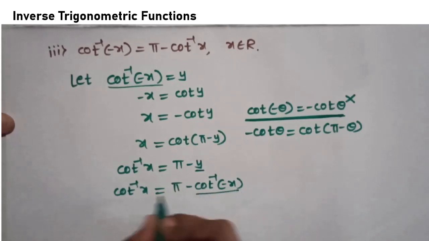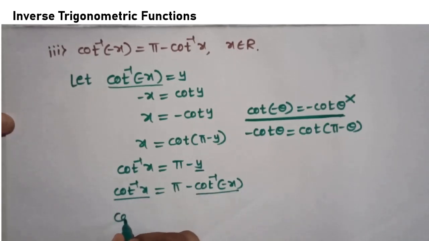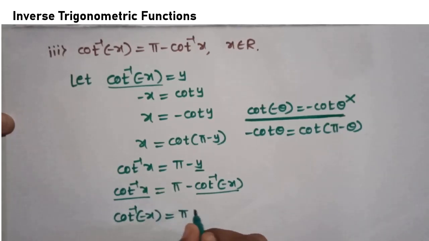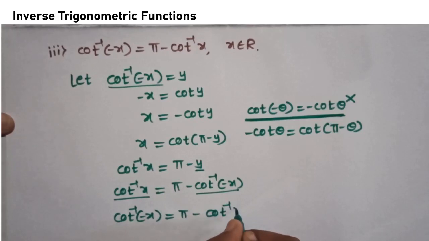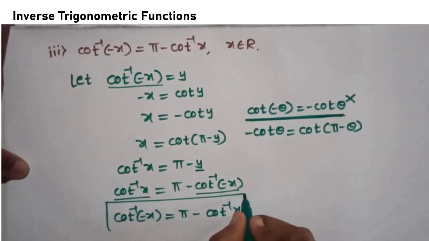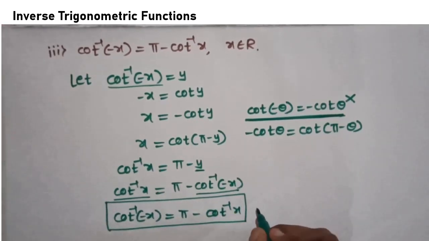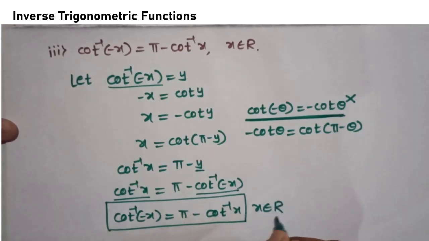Okay, again send this data to here and this one to that side. We are getting cot inverse of minus x. This is equals to what? Pi minus cot inverse x. Okay, here the condition is what? x should belong to what? Set of all real numbers. Okay, so now we'll see how to apply this result.